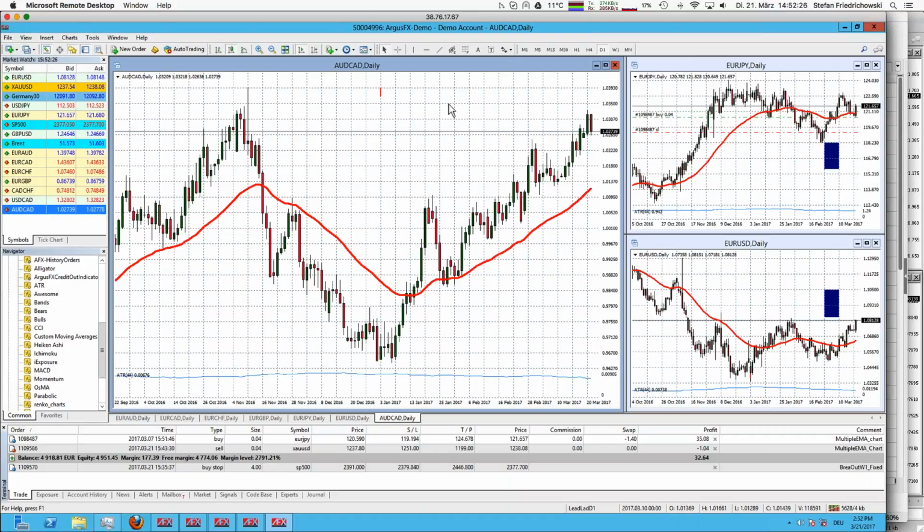So therefore, what numbers do we need? We need the price. The price is 1.0274, and we need the exchange rate Euro Canadian dollar, because the second name of that symbol is Canadian dollar. So Euro Canadian dollar is at 1.43. Good. And now we need a stop loss for that trade.